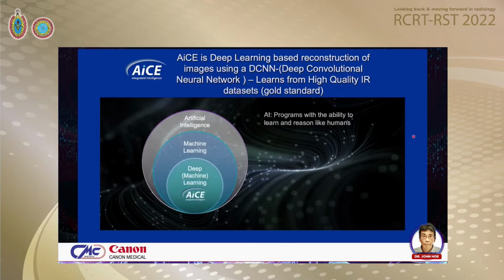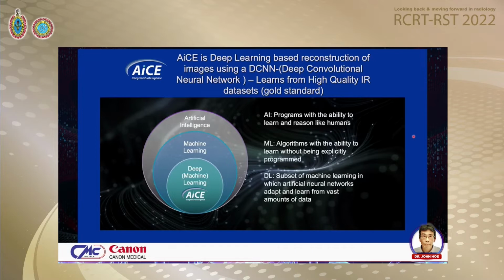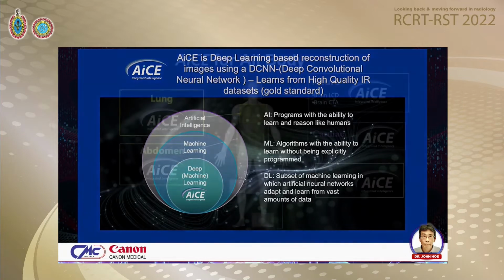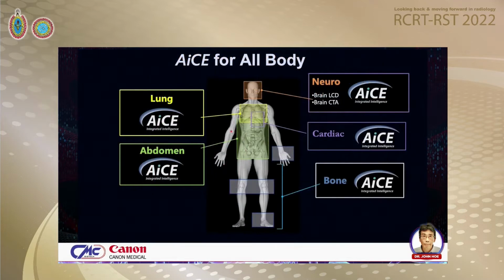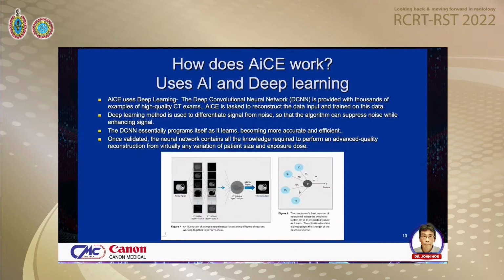AICE, or artificial intelligence aided reconstruction, is a deep learning based reconstruction of images using a deep convolutional neural network, and this learns from high quality iterative reconstructed data sets. This is available for all parts of the body, not just cardiac. So how does it work? It uses AI and deep learning.